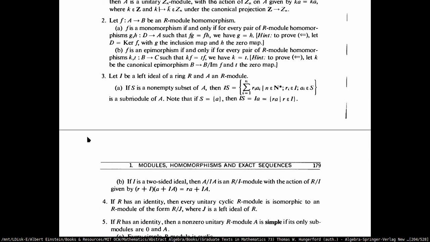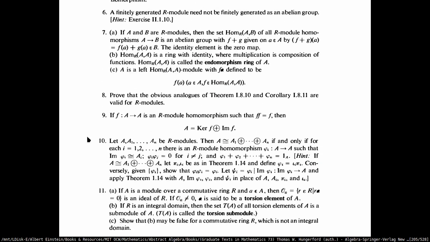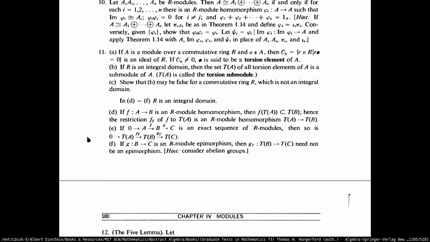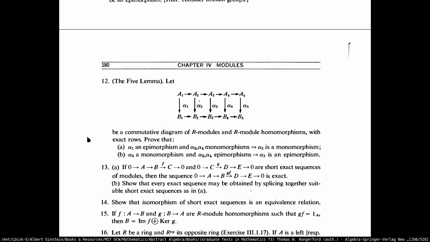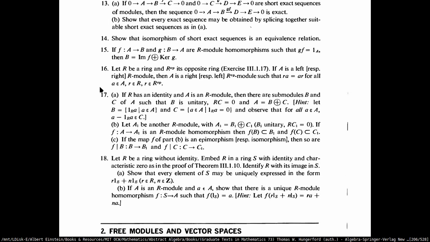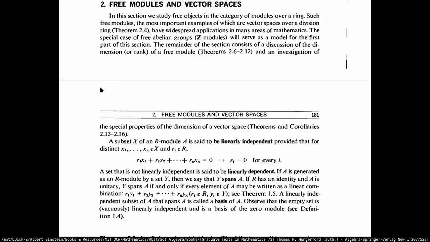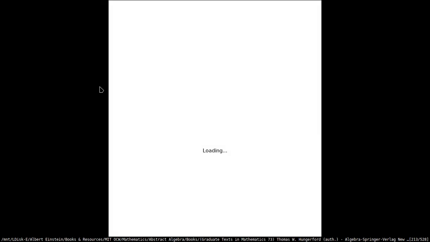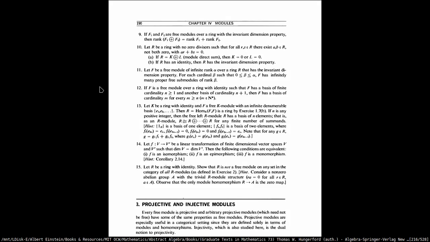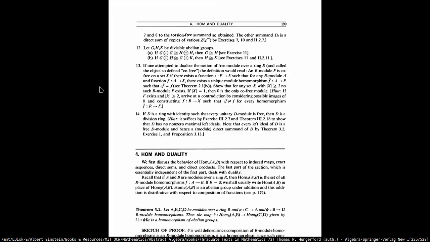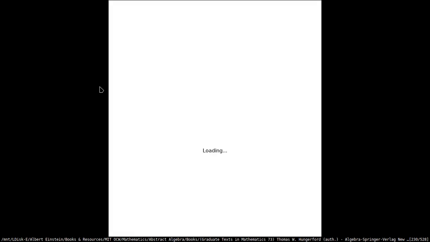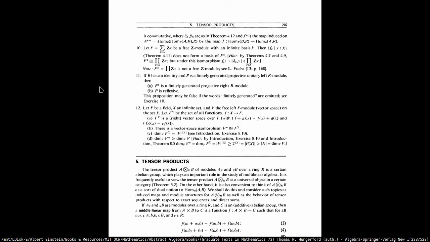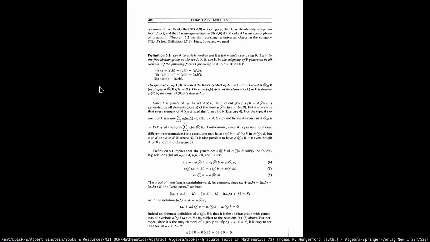And the exercises look interesting. We have the torsion submodule. And then we have the five lemma, which is not short. And next lecture will be about free modules and vector spaces. And after that, projective and injective modules. Right, so this is, I guess, when it gets a bit categorical, the Hom and duality. And then the tensor product, I guess. Yeah, tensor product is when we get closest to multilinear stuff.